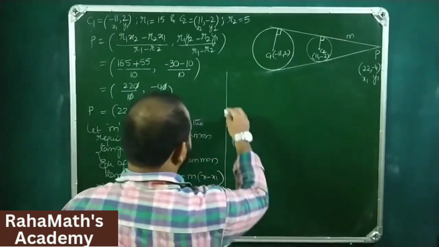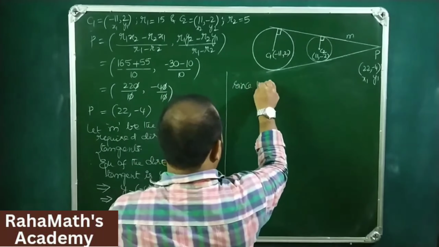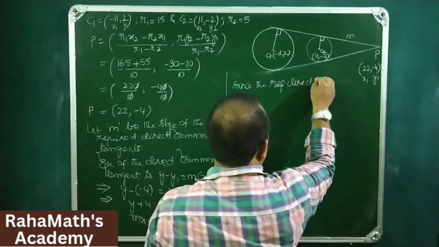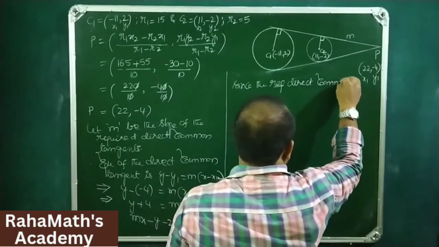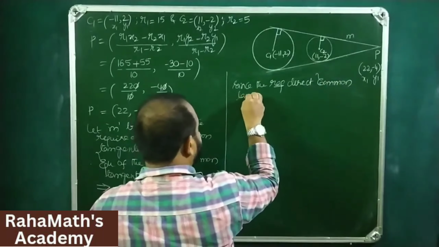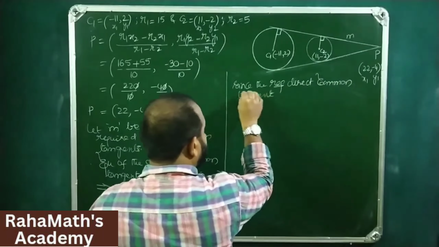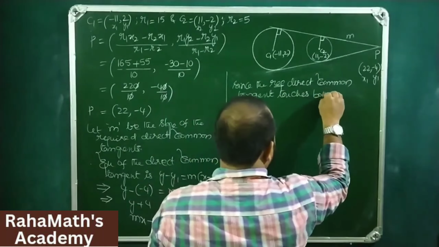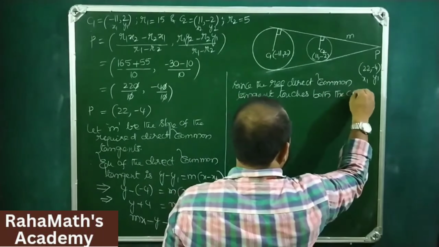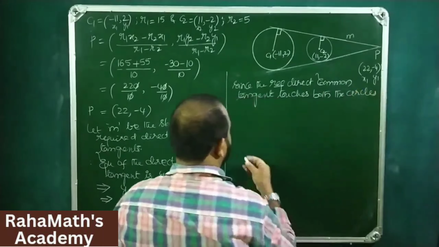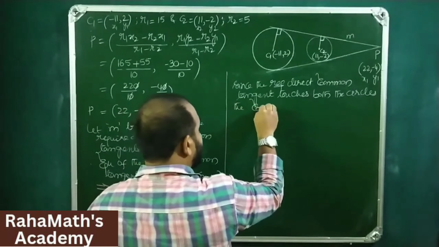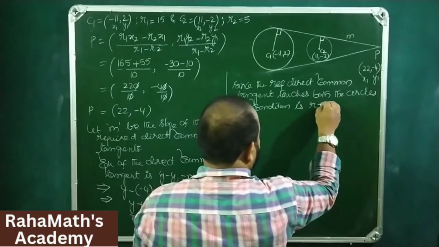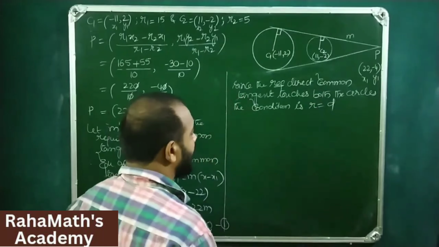So since the required direct common tangent touches both the circles, the condition is R equals D. What is R equals D?